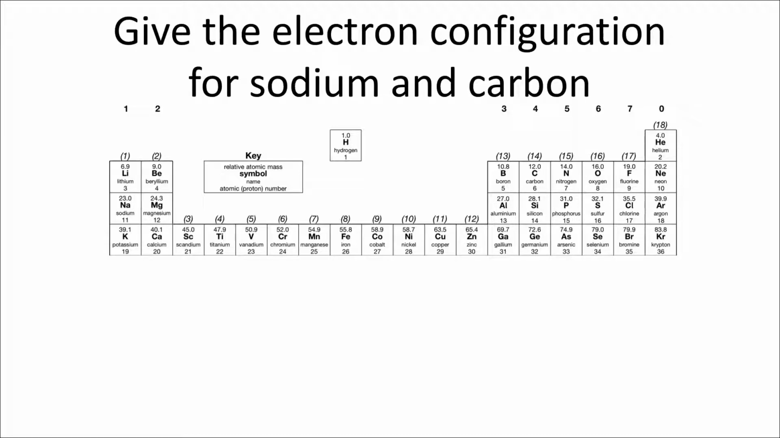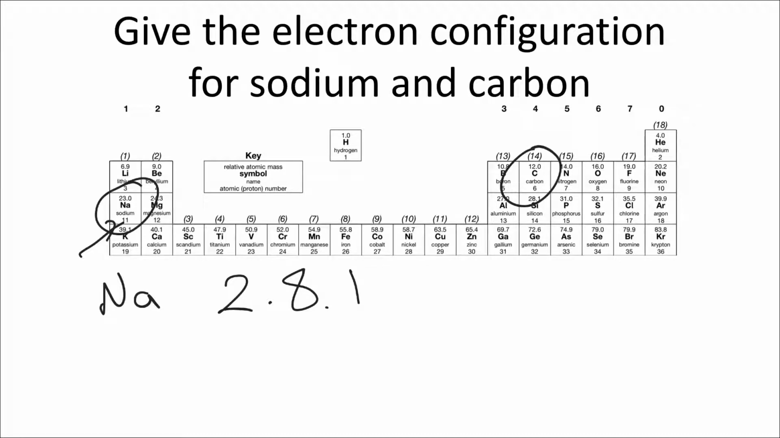Okay, so sodium is here. And you can see it's got 11 electrons because the atomic number is 11. The atomic number is the one at the bottom. So that means there would be 2 electrons in the first shell, 8 electrons in the second shell, and then 1 electron in the third shell. So that's sodium. Carbon is over here.